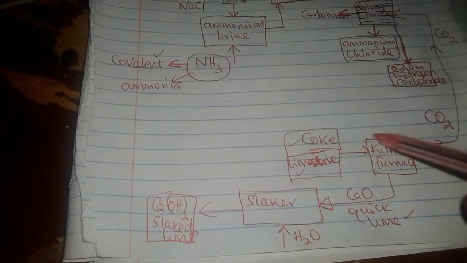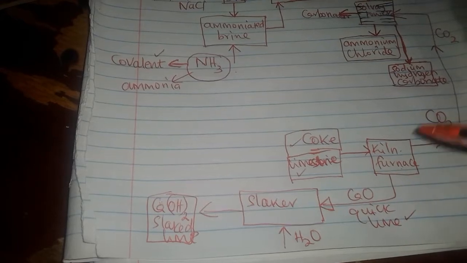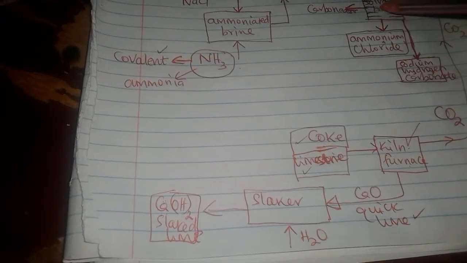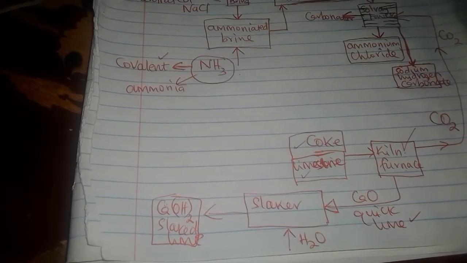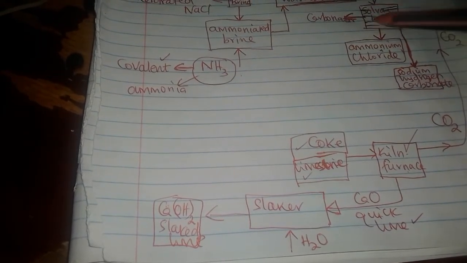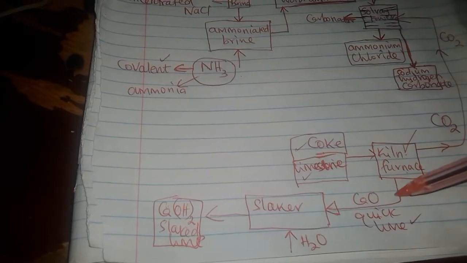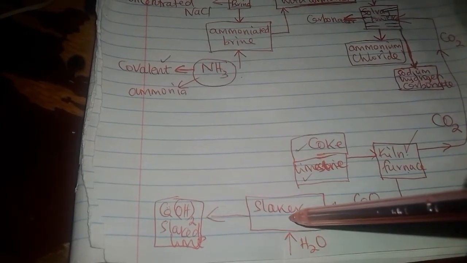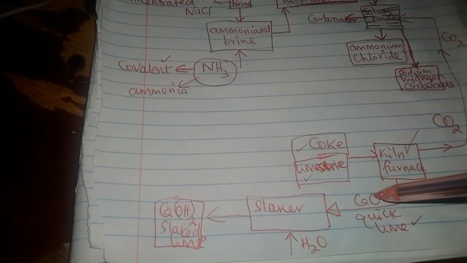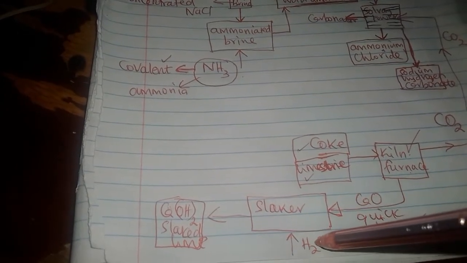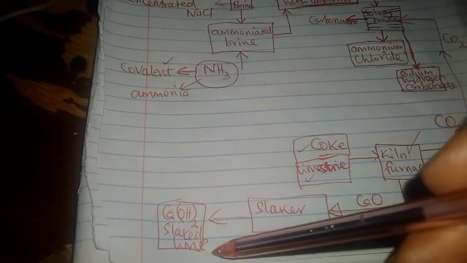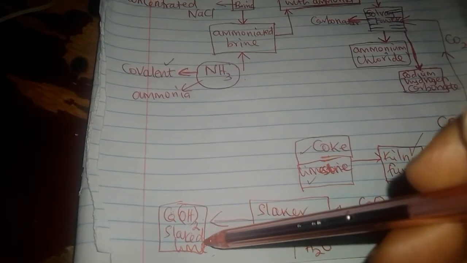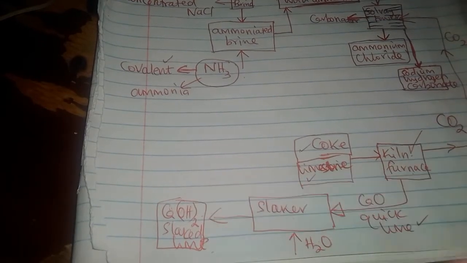So the coke or the limestone will be taken to the kiln or furnace under very high temperatures. Whatever happens here is called thermal decomposition. After thermal decomposition has taken place, the carbon dioxide gets taken to the Solvay tower or the carbonator. Then the calcium oxide gets taken to the slacker. In the slacker, water is introduced. The calcium oxide will obviously dissolve in the water to form slaked lime or calcium hydroxide.